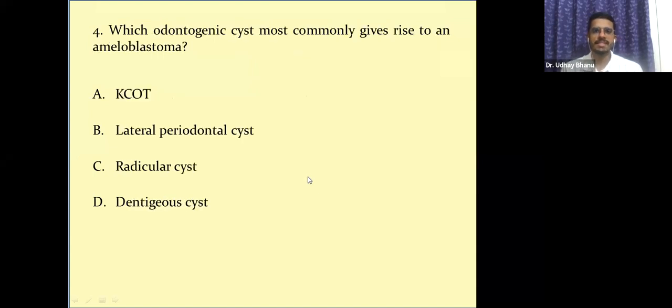Which odontogenic cyst most commonly gives rise to an ameloblastoma? Very important. It's the dentigerous cyst. Very good. So most likely when you see a large cystic lesion and when you do an excision, most of the cyst will look like a dentigerous cyst. That is very innocuous 2 to 3 cell layer thick flattened epithelial cells with a thin fibrous connective tissue capsule.